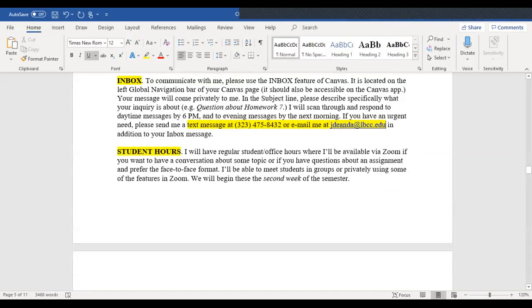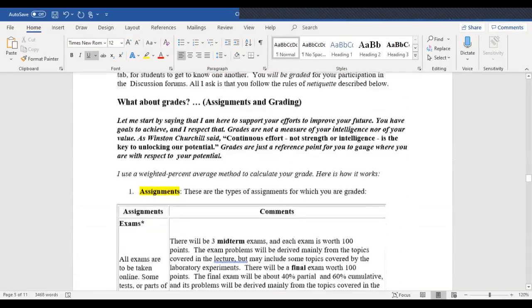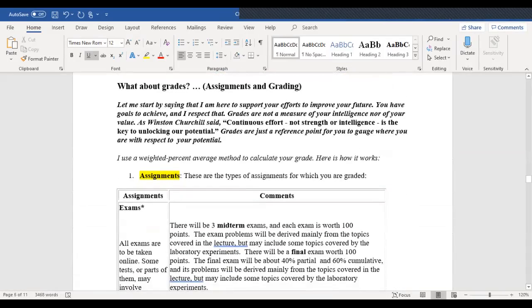I already mentioned the student hours. They'll begin the second week of the semester. I'm still working out what the scale of those is going to be. Okay, everybody wants to know about grades, right? Yeah.